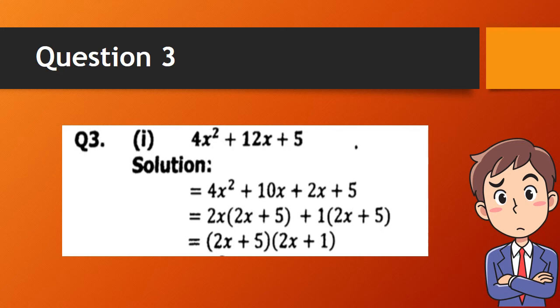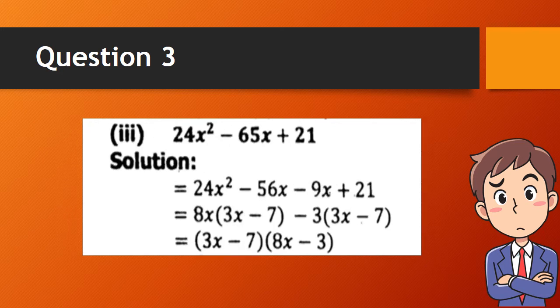From the first two terms take 2x common, you will be left with 2x plus 5, and from the last two terms you will be taking 1 as common, you will be left with 2x plus 5. As we had nothing common, so we have taken 1. So you can write 2x plus 5 as common and you will be left with 2x plus 1.